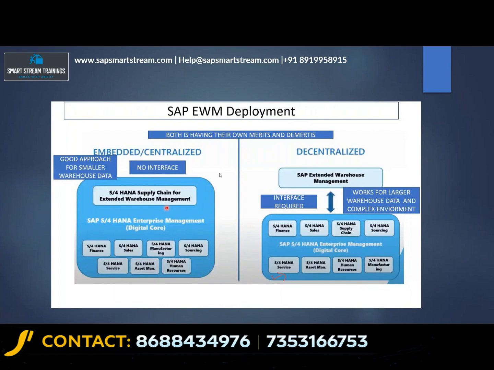The solution architect who is available at that moment will be talking to the business, and accordingly they will make a decision whether to go with the S4 HANA or the decentralized system. It depends completely upon the project.